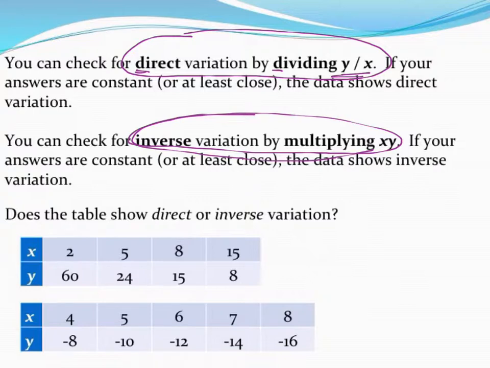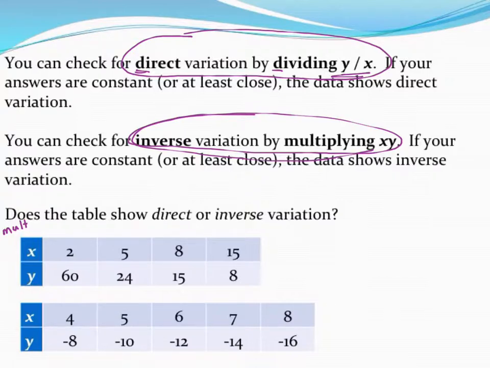Now you're free to try either one first, either divide or multiply first. Because I kind of know the answer, I'm going to just do the one that I know works. So what I want to do first in this first table is multiply all the x's and all the y's together in each column and see what happens.